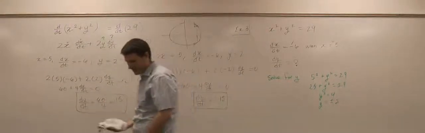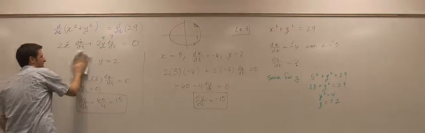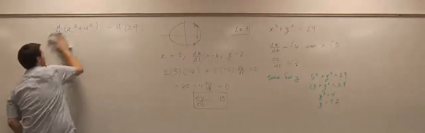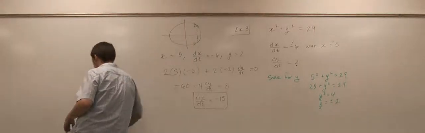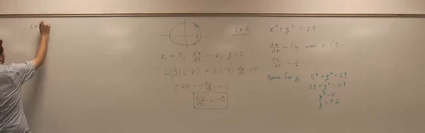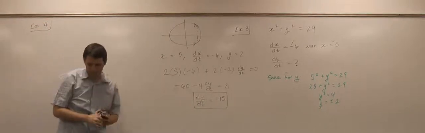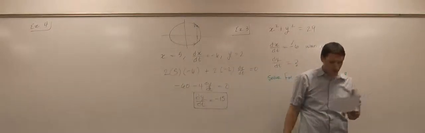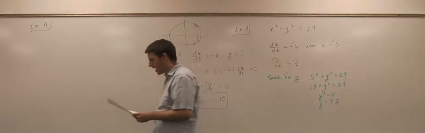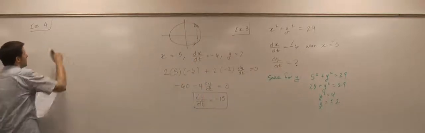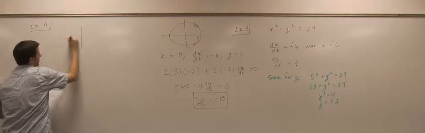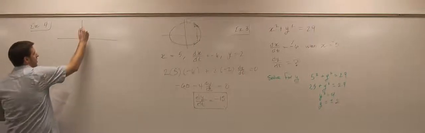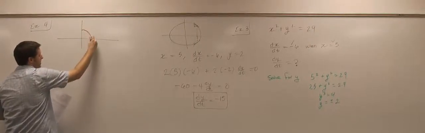Okay, let's try one. So a particle is traveling along a path given by the graph of y equals cos pi x. So you kind of have a picture of what's happening. I like pictures. You have y equals cos pi x.